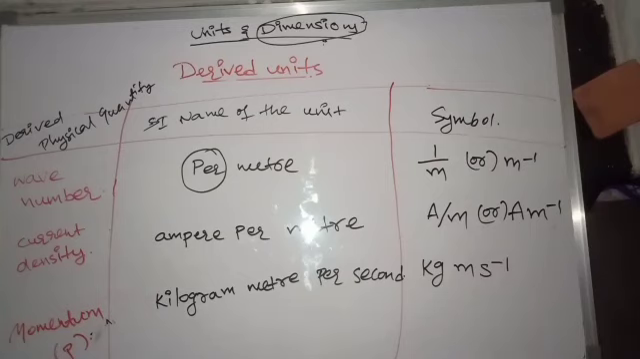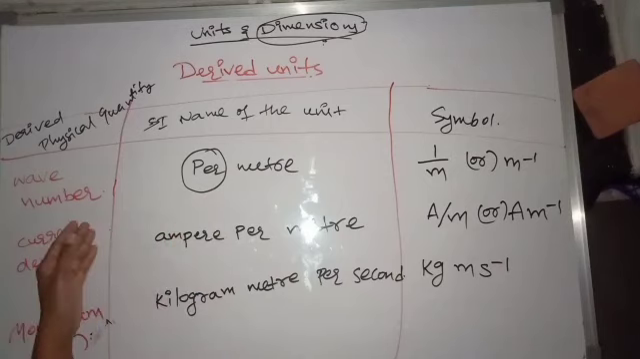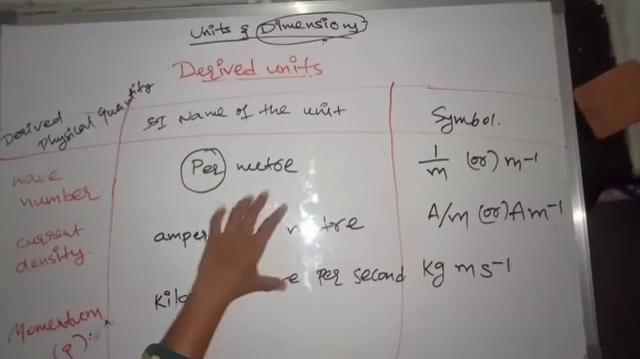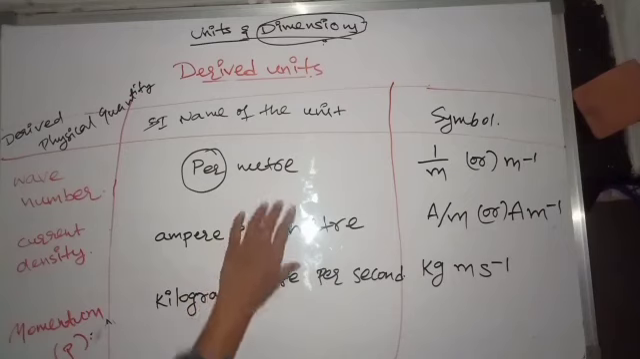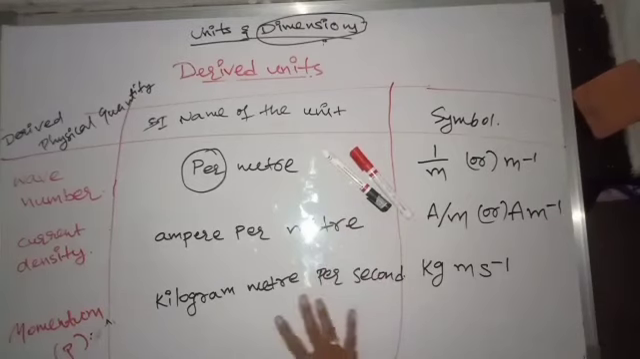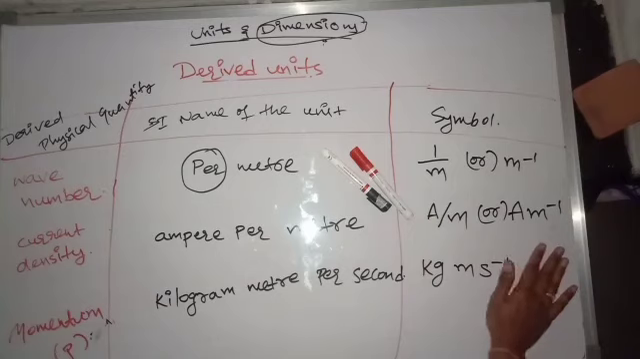So these are a few derived physical quantities and the names of the units for these physical quantities and the symbols which are used for representing the names of the units. In my next lecture I will explain about the rules we have to follow for writing the names of the units and the symbols. Okay, bye.